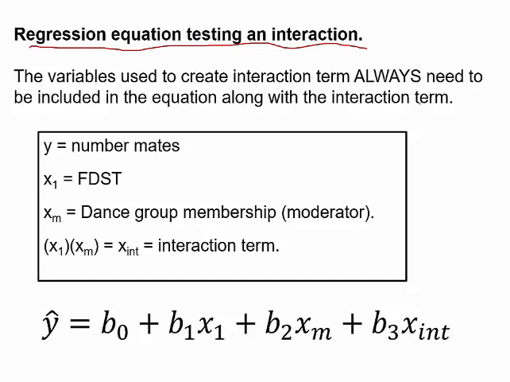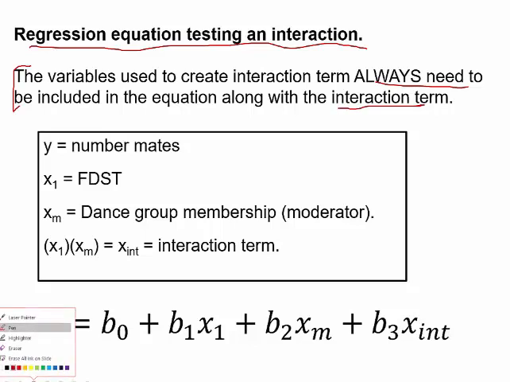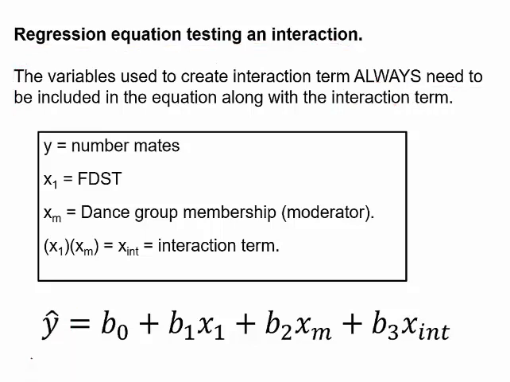And when you create an interaction term, you always need to include the original two variables that were used to create that interaction term. Those two variables need to be included in your equation. I would never test in a regression equation an interaction term without what I'll call the main effects for the two variables you used to create that interaction term. So I have up the top here, the variables used to create the interaction term always need to be included in the equation along with the interaction term. If you don't do that, you're going to get meaningless results. You'll get weird stuff. You might get stuff that makes it look like there's an interaction when there's not.